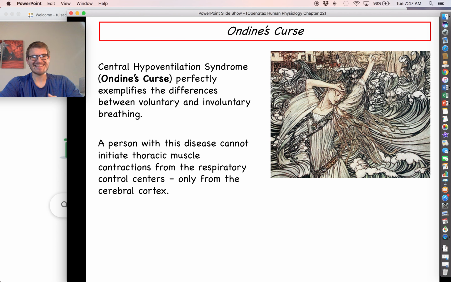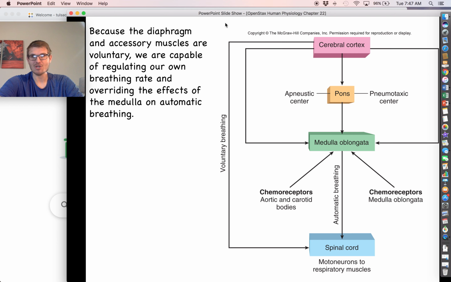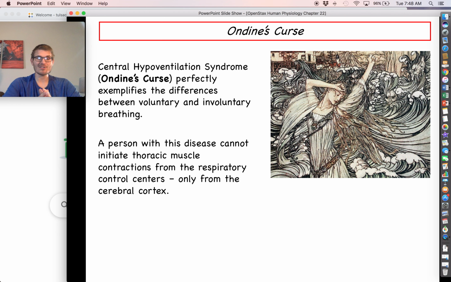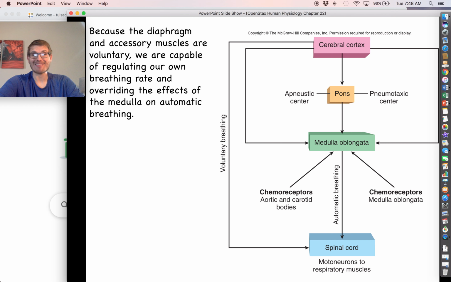A person with this disease has some sort of defect. It's not completely well understood at this point, but these people have defects in the pathway of efferent information that leads from your respiratory control centers into the thoracic muscles. This disruption means that people with Ondine's Curse can breathe, but only voluntarily. The only way they can get information to the thoracic muscles to initiate those contractions is if the efferent messages start in the cerebral cortex. They cannot begin those messages here.